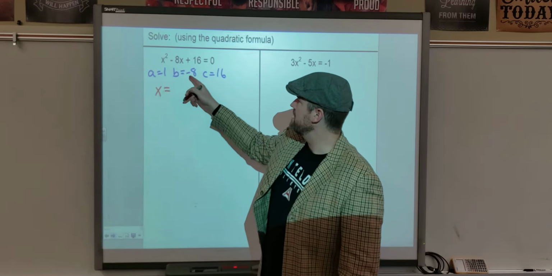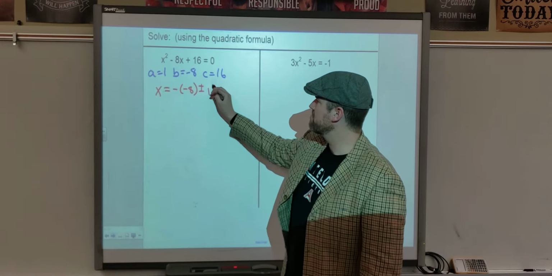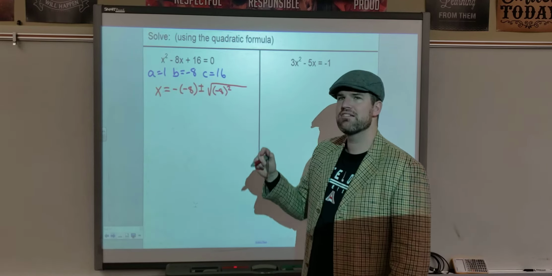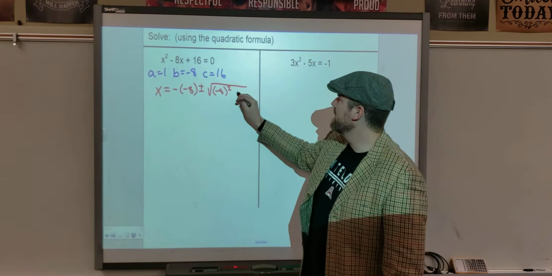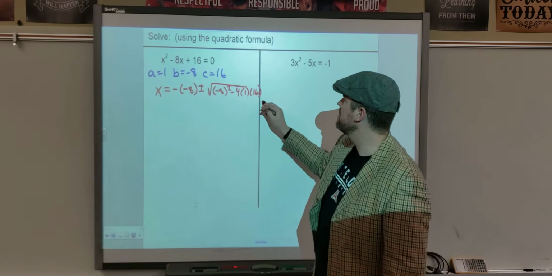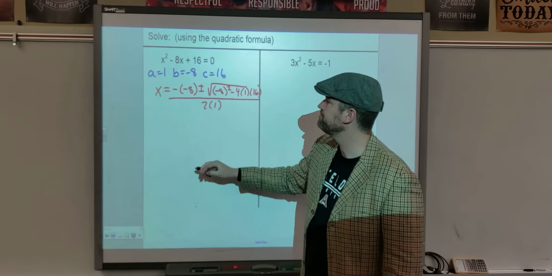X equals negative 8 plus or minus the square root b squared. Hey, b squared, Brent Burkett, he calls himself that. What's up, Mr. Burkett? Minus 4 times a times c all over 2 times a.